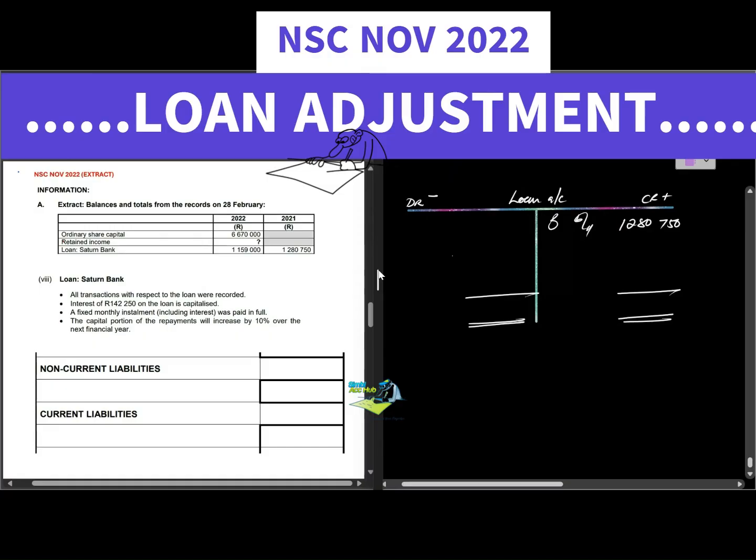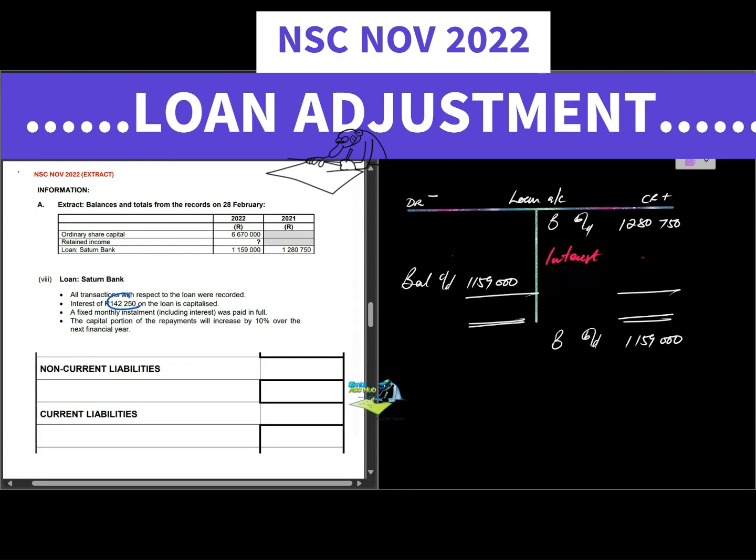Remember the double lines, and beneath the double lines I'm going to have another balance brought down, which is 1,159,000, because it is a liability, so it has a credit balance. So I come here, here's my balance carried down, 1,159,000. Interest is cast in stone. It has to be here on the credit side. And then interest is given, which is 142,250. And then the one thing that remains is the repayments.